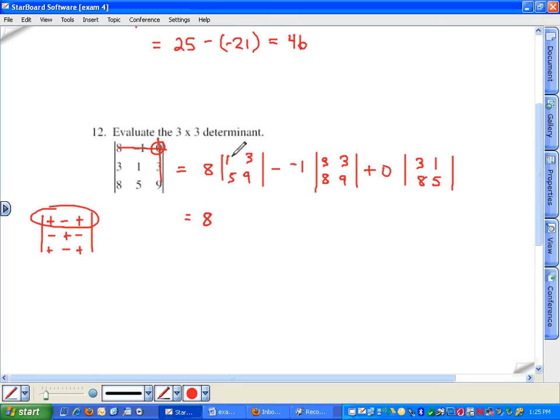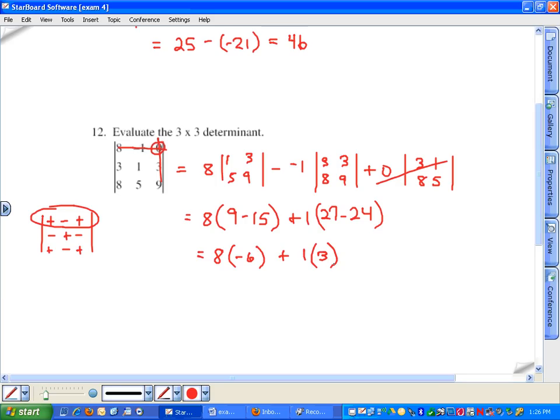Now the determinant of this 2 by 2 matrix is 9 minus 15. The determinant here is 27 minus 24, and then 0 times anything is going to result in 0, so those we don't need to worry about. This turns into 8 times negative 6 plus 1 times 3. This is negative 48 plus 3, which is negative 45. Now that was the first way I showed in class.